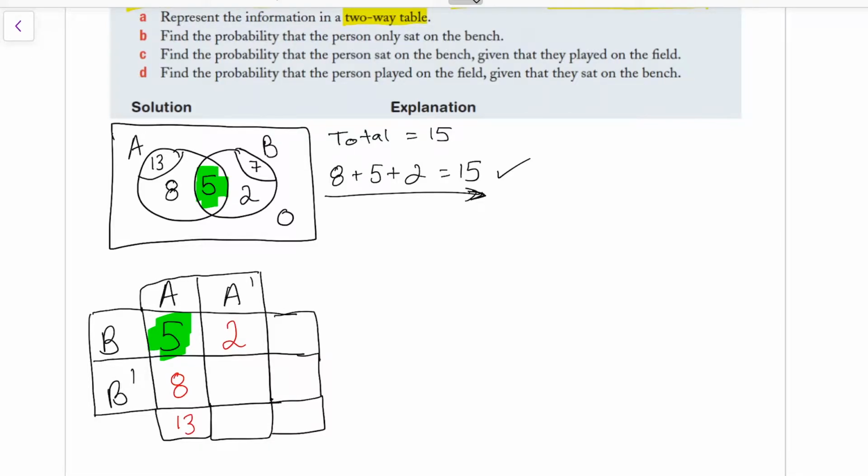And this is where your totals come in: the total for A, which includes the intersection, and the total for B is 7. There were 0 players who sat out, and then there were 2 there. So I'm just totaling up, and that gets me my total of the 15.